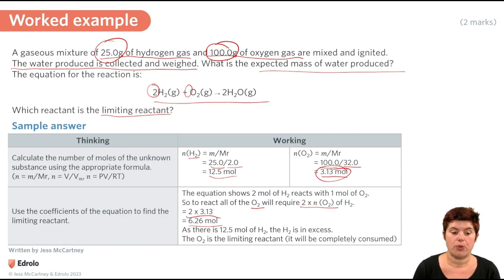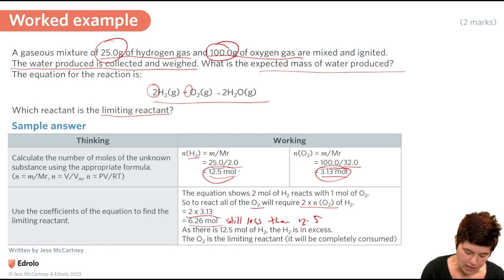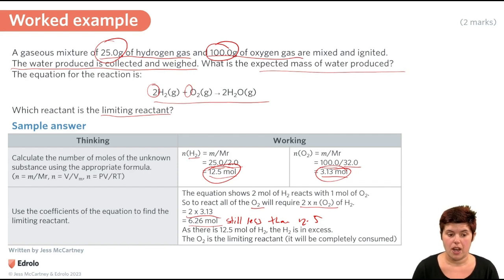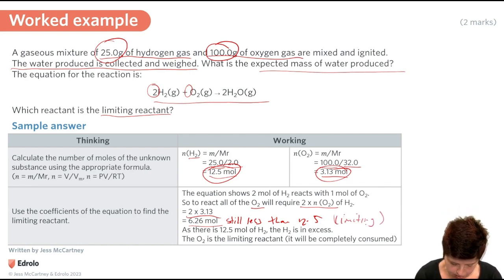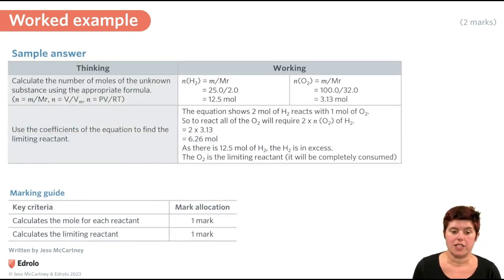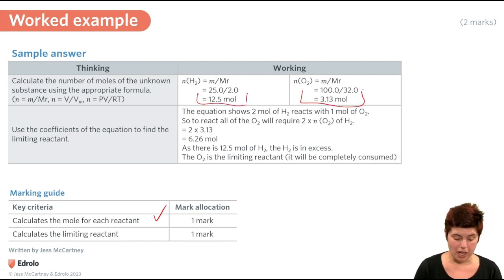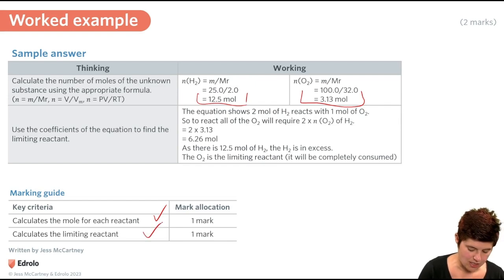Now you can see that the 6.26 is still less than the 12.5 calculated of H2 in the original step. So therefore, oxygen is the limiting reactant and H2 is in excess. The oxygen will be completely consumed, whereas the H2 will have excess left over in this reaction. If we're looking at the marking guide for this particular question, it is worth 2 marks. The first mark is calculating the mole of each reactant, so that's this step here. The mole of each of these gives you 1 mark. And then using the equation to calculate the limiting reactant is the second mark.